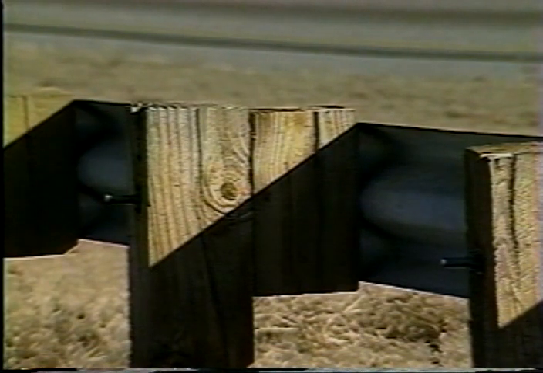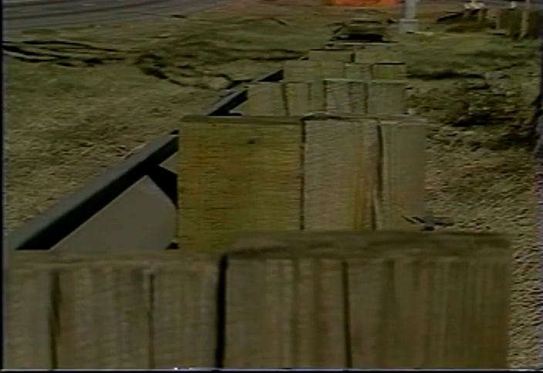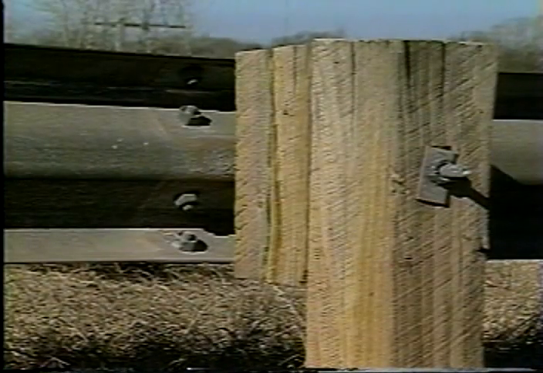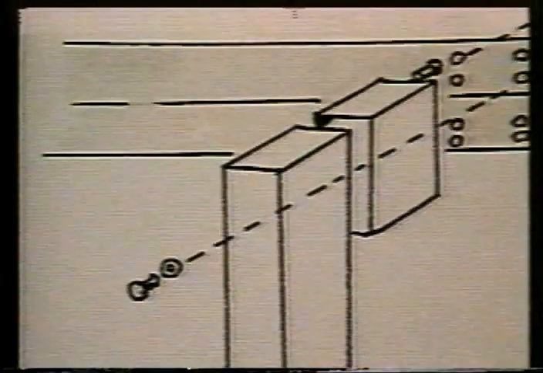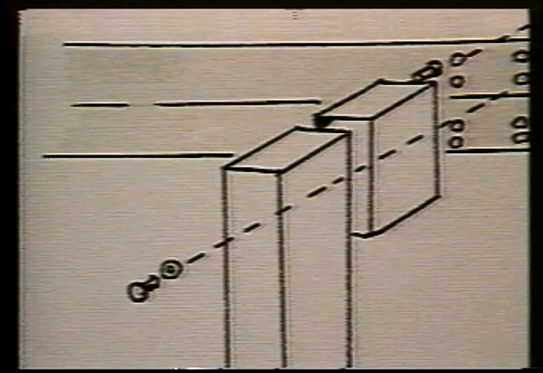Since there's no tendency for the rail to be cut on a wood blockout, no backup plates are required. One or 2 nails toe-nailed through the blockout into the post will keep the block from swiveling on the single bolt connection. Sometimes a hole is drilled through the blockout to prevent it from splitting later on. Keeping the blockout in place is obviously important. It has to be lined up with the post to properly support the guardrail.